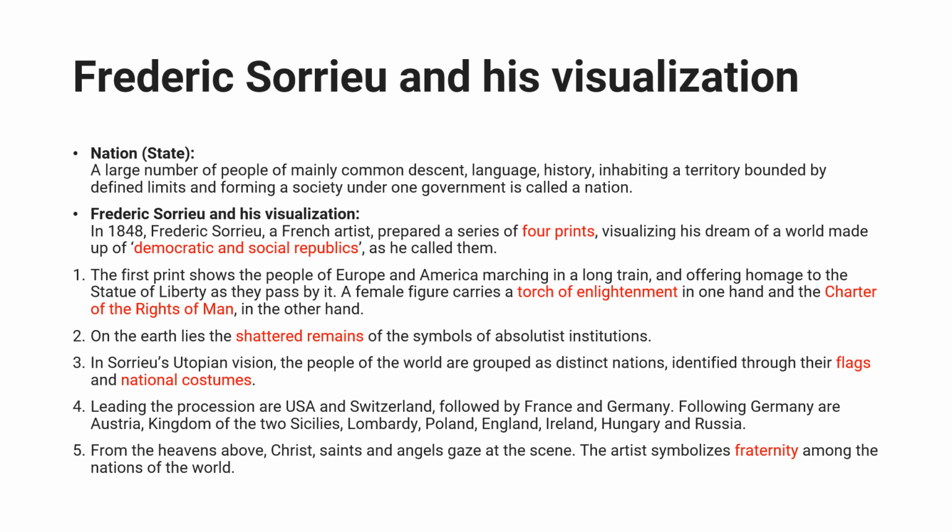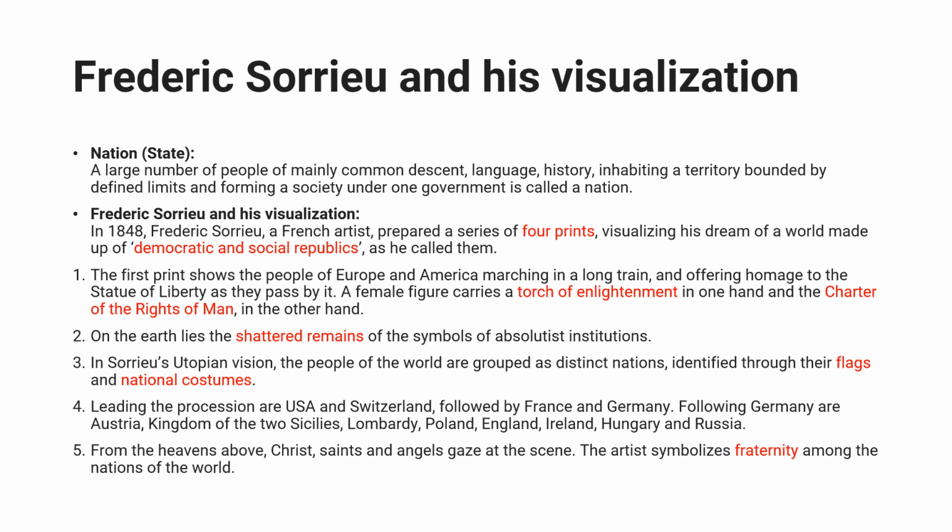Frederick Sorrieu and his visualization. In 1848, Frederick Sorrieu, a French artist, prepared a series of four prints visualizing his dream of a world made up of democratic and social republics, as he called them. The first print shows the people of Europe and America marching in a long train and offering homage to the Statue of Liberty as they pass by it.